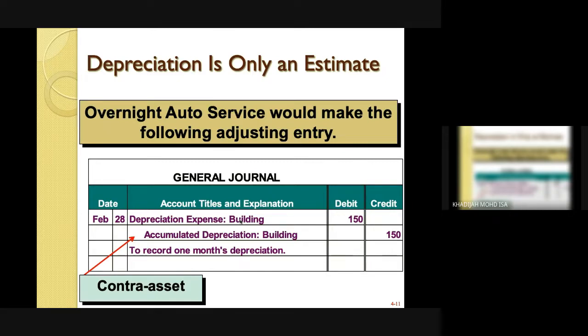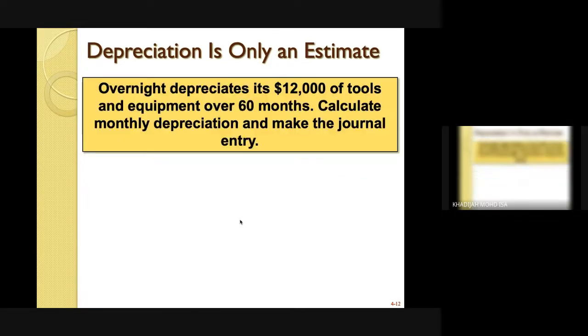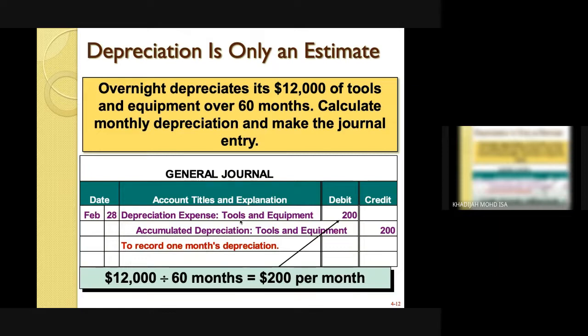The depreciation expense account is a profit and loss item because it's an expense. So another example: depreciation is 12,000 of tools and equipment over 60 months. What is the monthly? 12,000 divided by 60 months, you get 200 per month. So that's how you record: debit your expense, credit your accumulated depreciation.